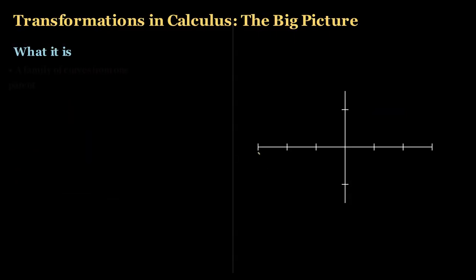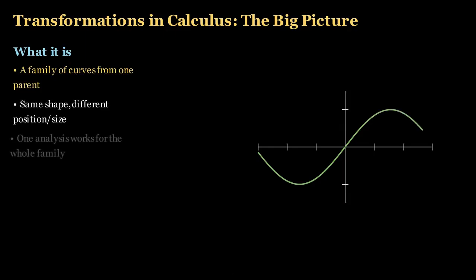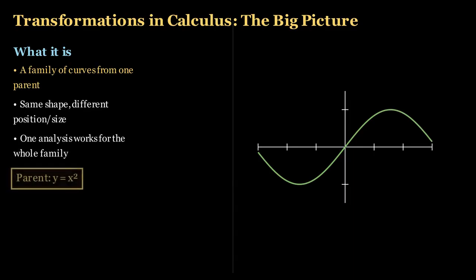Imagine you have a perfect clay mold of a parabola. You can slide it across a table, stretch it taller, or flip it upside down. The fundamental curve is still the same shape. In math, transformations let us take one parent function, like x squared, and shift or stretch its graph to create a whole family of related curves. They all share the same basic DNA. This is powerful because if we understand one deeply, we understand them all. We call this the family of curves idea.